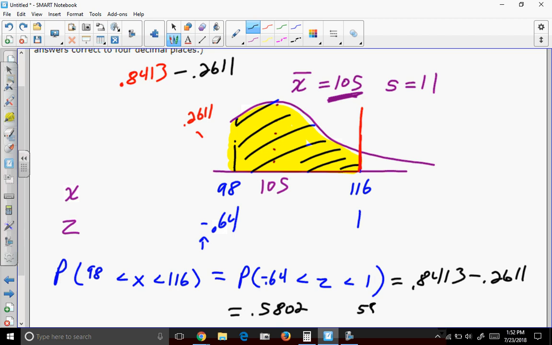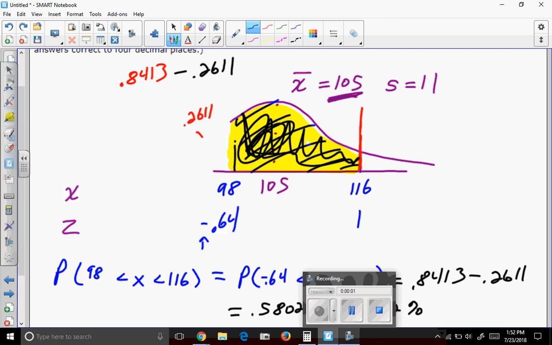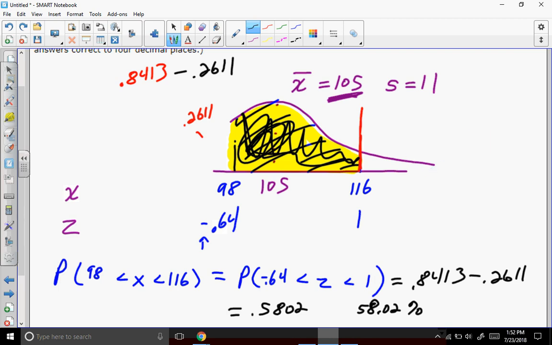Or 58.02%. So that's how much of our data falls in this interval between an IQ of 98 and 116. So you could say, what's the likelihood that we select a person in that region? Well, that's 58%. Or if you asked what percentage of this population has an IQ between 98 and 116, well, that's 58. Those are asking the same question.